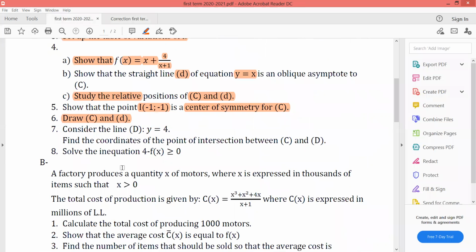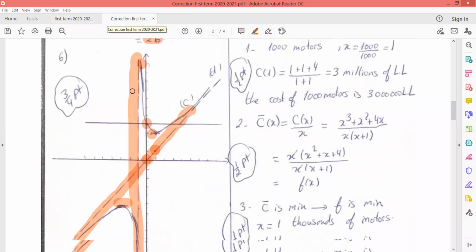Now, the line D of equation y equal 4. Find the coordinates of the points of intersection between C and D. To find the intersection, we put y equal y. I don't know why all of you have done this part false.